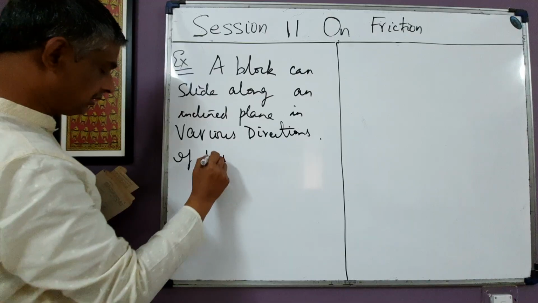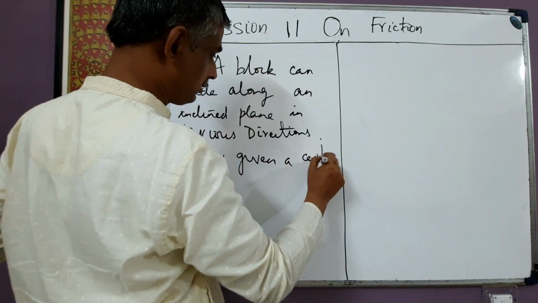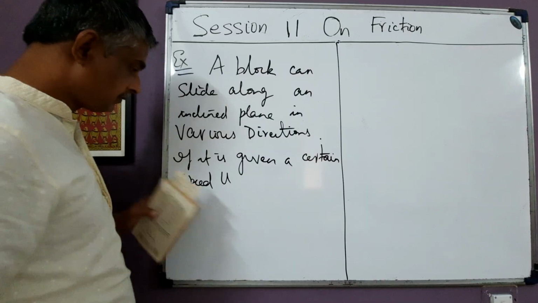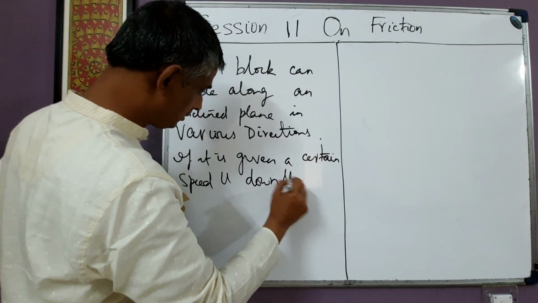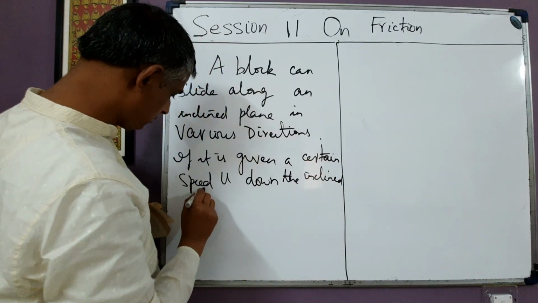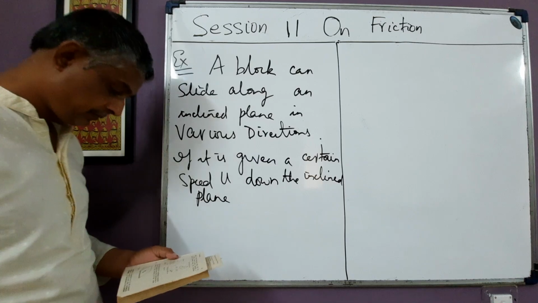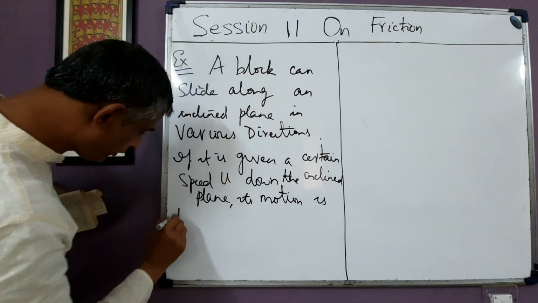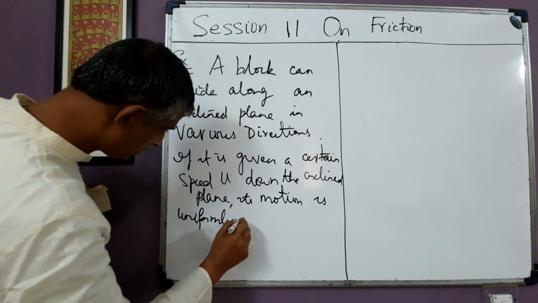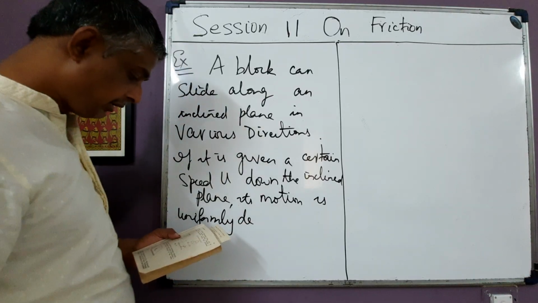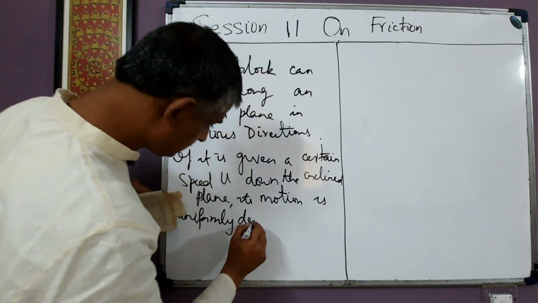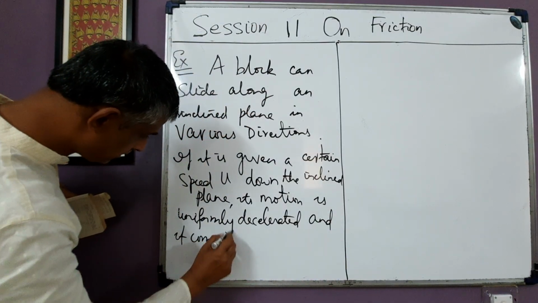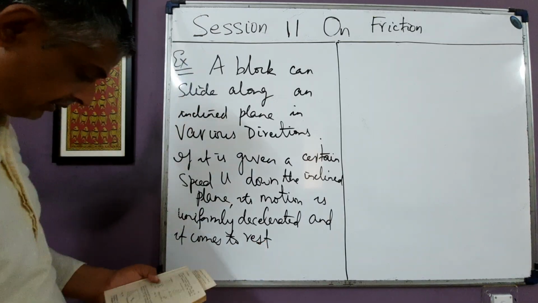If it is given a certain speed u down the inclined plane, its motion is uniformly decelerated, and it comes to rest after moving a distance L1.